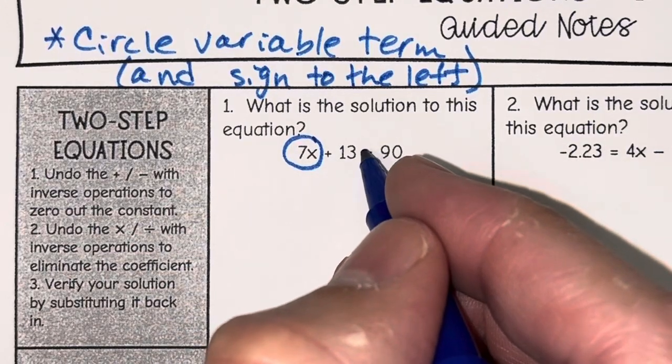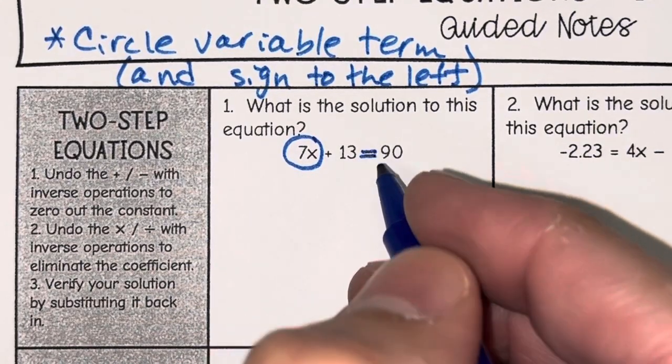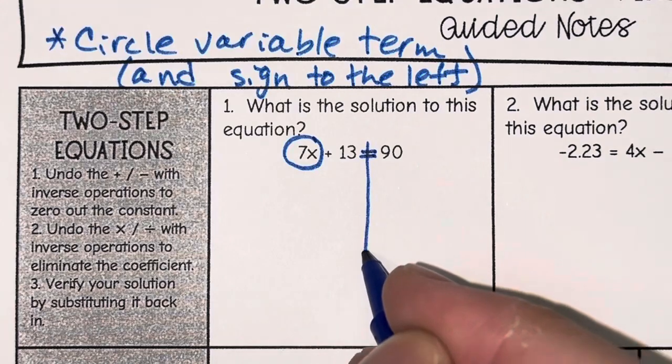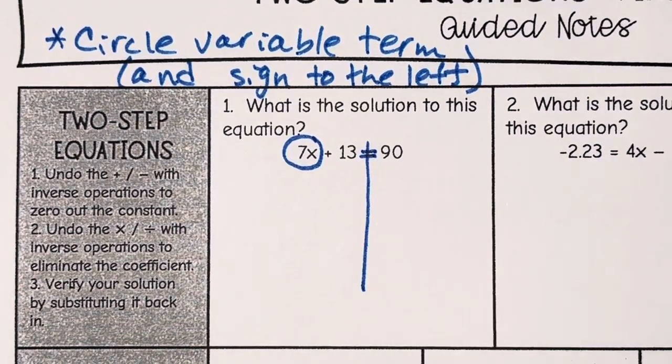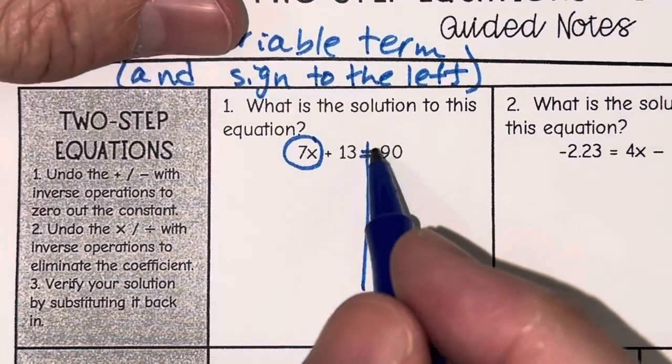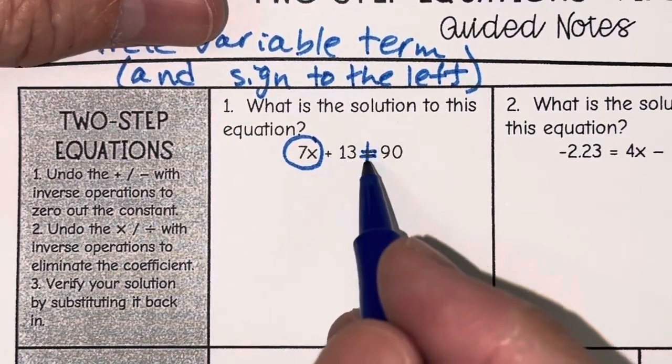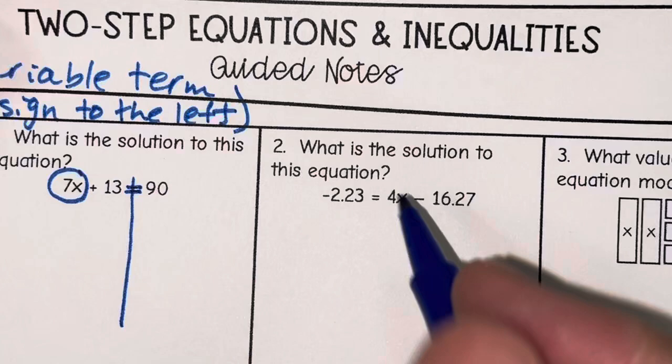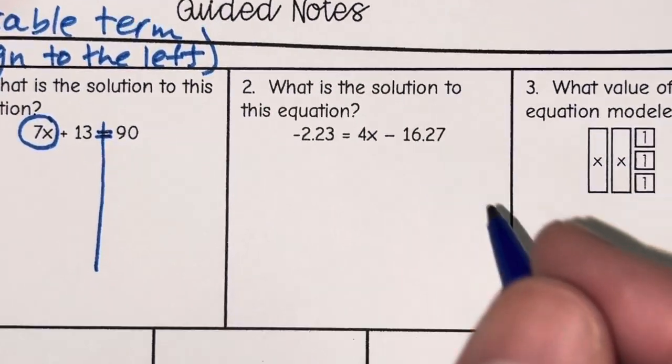And then we're going to draw a line down through the equal sign where we're separating the left side and the right side of this balancing equation solving process. So go into the next one.